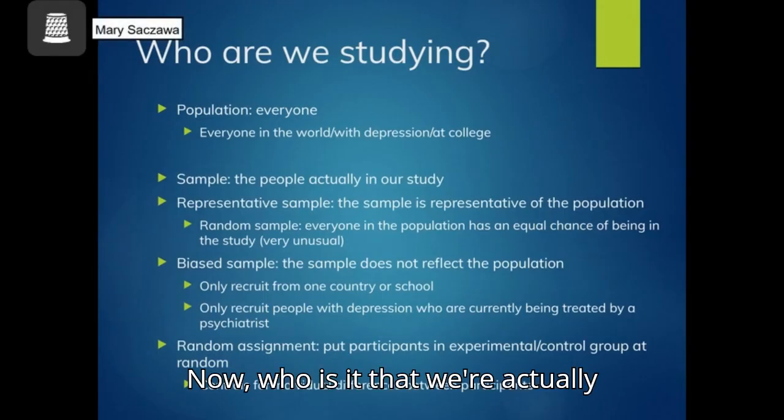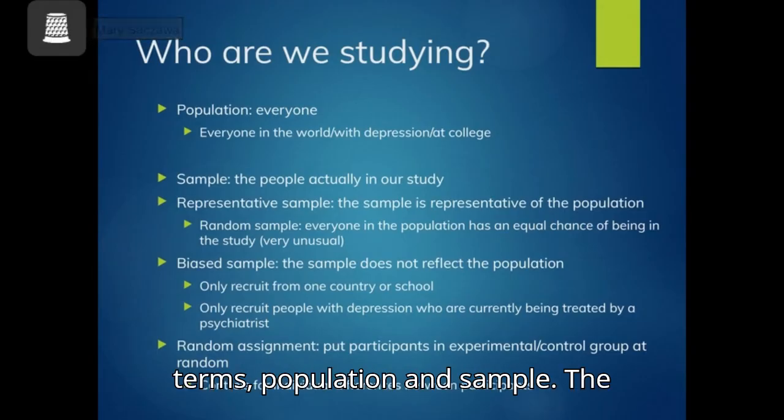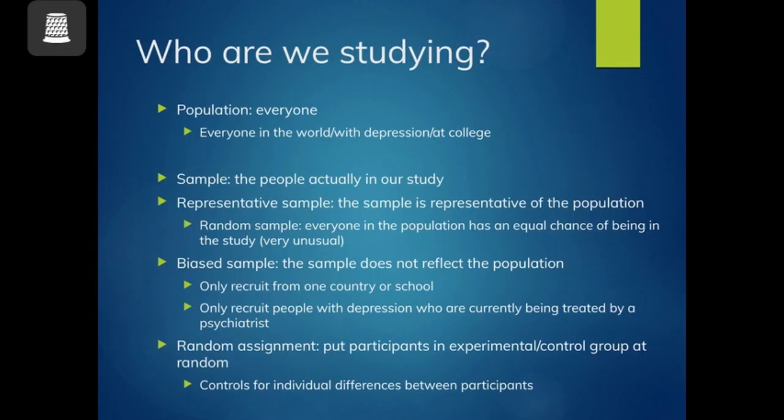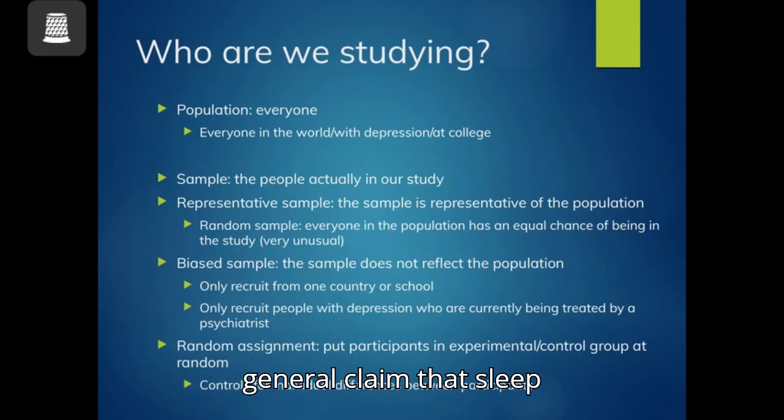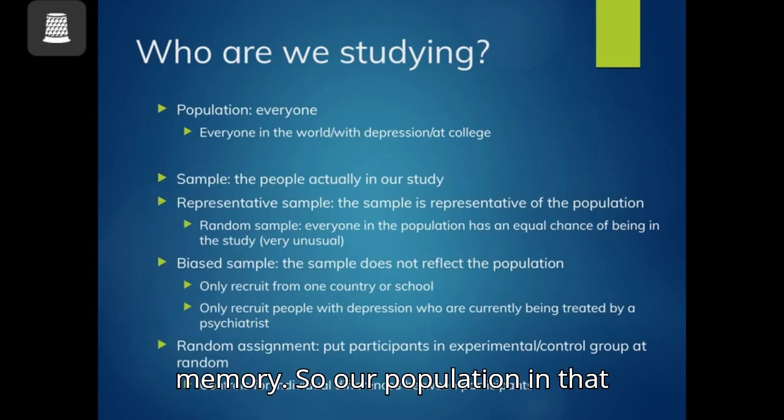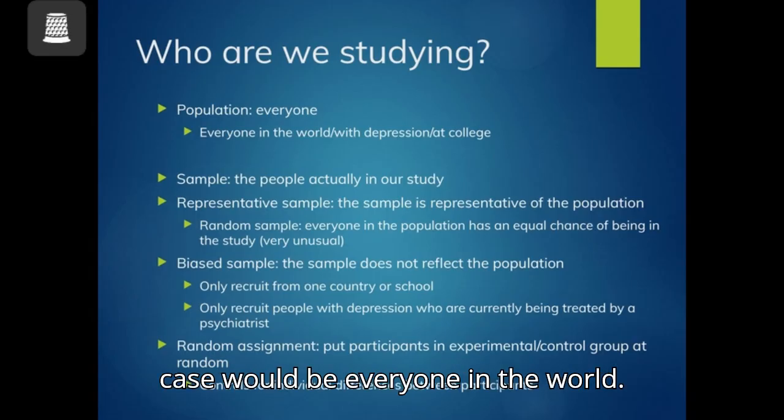Now, who is it that we're actually studying? So a couple terms: population and sample. The population is everyone. This is everyone who could possibly qualify for your study. So if you are looking at the effects of sleep on memory, you are making a general claim that sleep affects every person in the world's memory. So our population in that case would be everyone in the world.